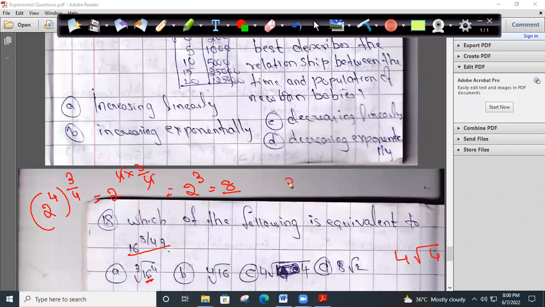So take the first option. The first option is cube root of 16 power 4, which is 16 power 4 by 3, which is not equivalent to 8. The next option is 16 power 1 by 4. 16 power 1 by 4 is 2. Why? Because 16 can be written as 2 power 4, to the power of 1 by 4. 4 and 4 khatam. So 2. Then 4 root 4. Root 4 can be written as 2. 4 into 2 is 8. So definitely the answer should be C for Chennai.